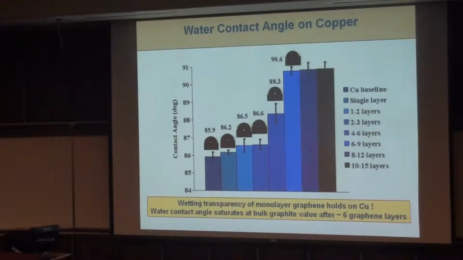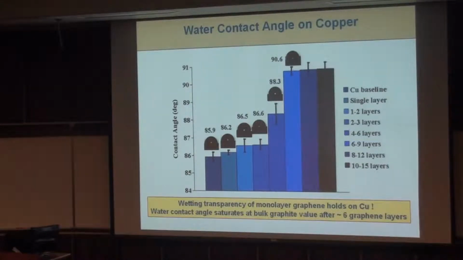So then we moved over to copper. And on copper, again, the same thing. This is baseline copper, and you put one layer of graphene, not a big change. Then you put two layers of graphene, 3, 4, and then after about 6 layers, there was no change. So it kind of stabilized at the value for bulk graphite. So bulk graphite, typically people measure around 90 degrees. And that's what we get for 6 and more layers. So there's this gradual transition in the contact angle till you get to about 6 graphene layers. After that, it behaves just like graphite. So beyond 6 layers, it's the same as graphite, no change.